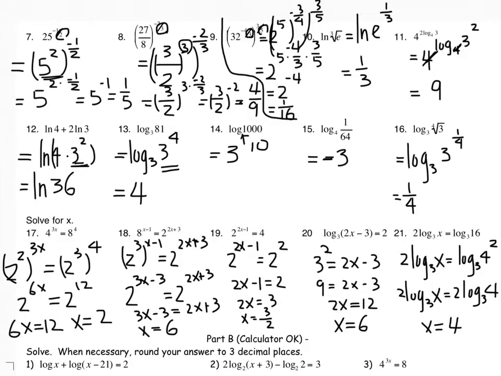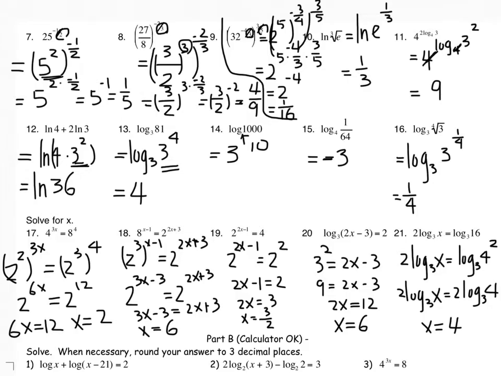Questions 17 through 21 are asking you to solve for x. So this comes down to a number equals a number. Can you make them into the same base? If so, when they are the same base, they have to have the same exponent. If you cannot make them into the same base, then think about exponentials from logarithms or logarithms to exponentials.